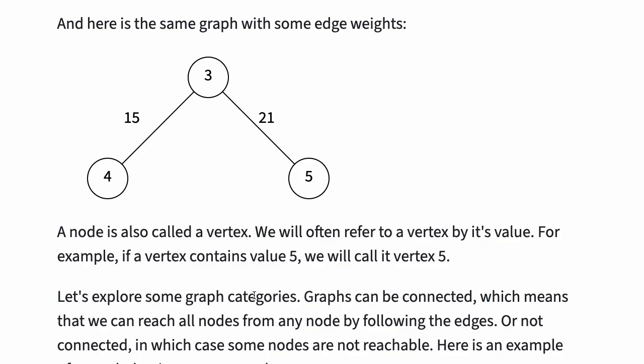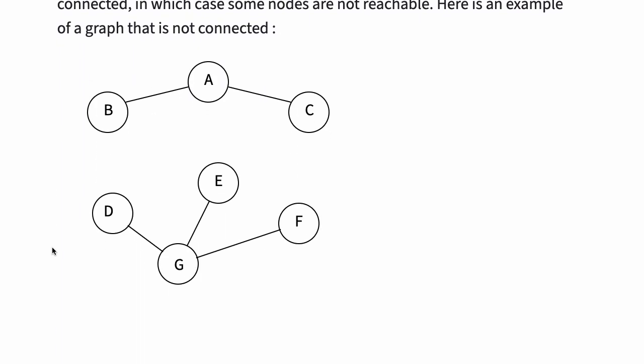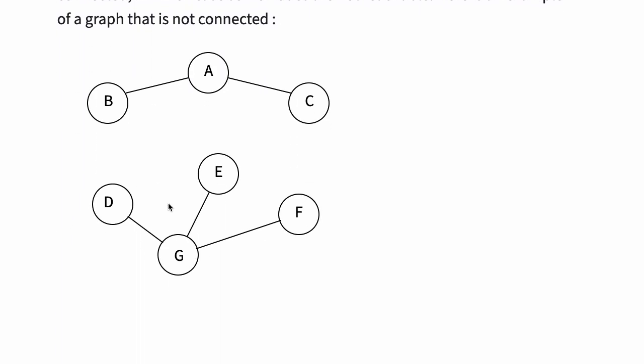Let's explore some graph categories. Graphs can be connected, which means that we can reach all the nodes from any node by following the edges. Or not connected, in which case some nodes are not reachable. Here is an example of a graph that is not connected. A is not reachable from E, D is not reachable from C, and so on.